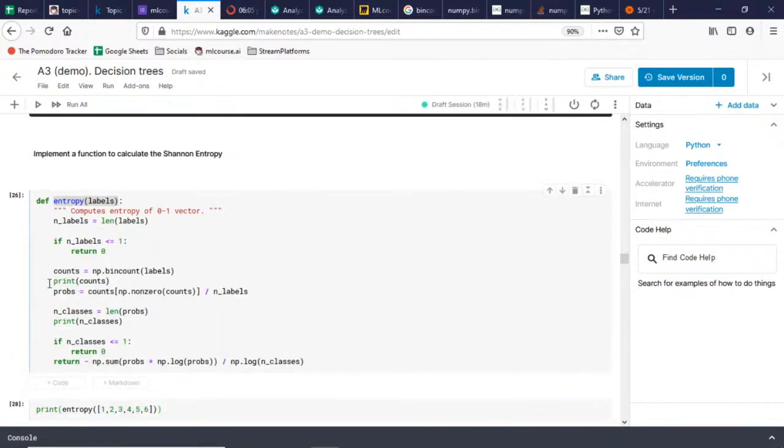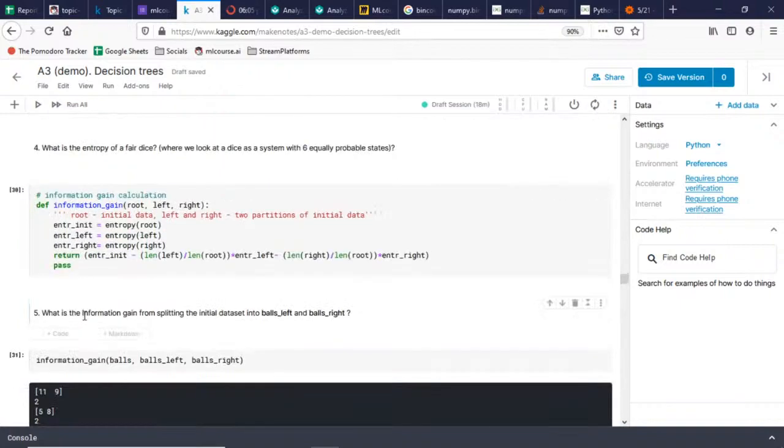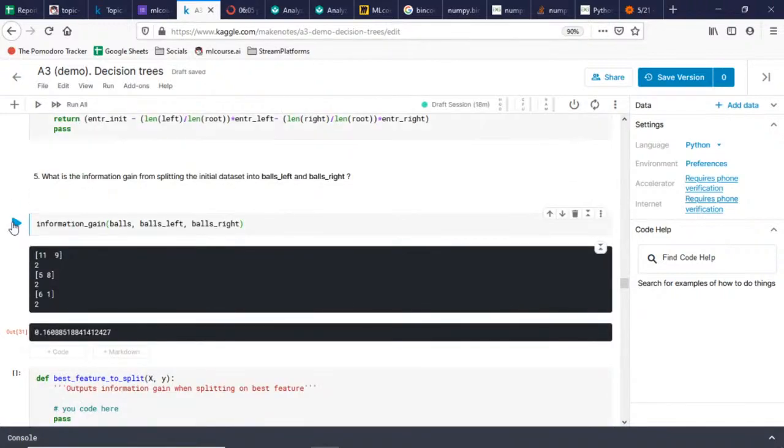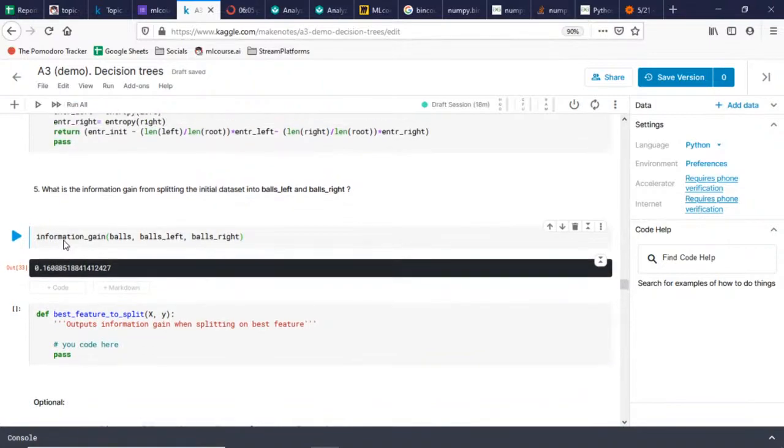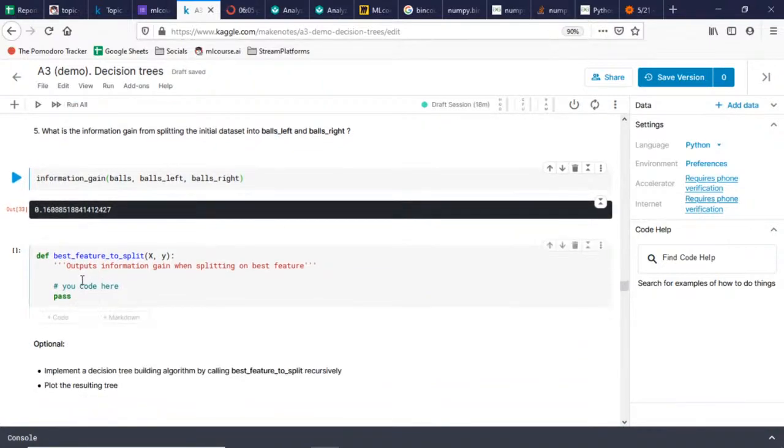Okay, so here I need to remove additional comments, because every time I run my function entropy, it gives me other information that I don't really need. So this is my information gain. Okay, and best feature to split outputs information gain when splitting on best feature.